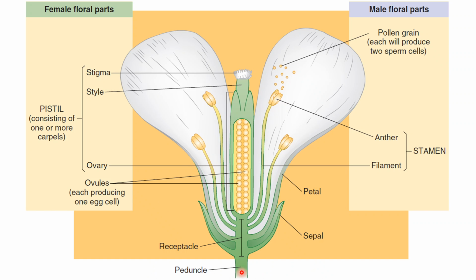So the peduncle will form a receptacle. The receptacle will then develop all four parts of the flower. Usually they are located in this order: sepals, petals, stamens, carpels. So first sepals, then petals, then stamens, and then carpels.